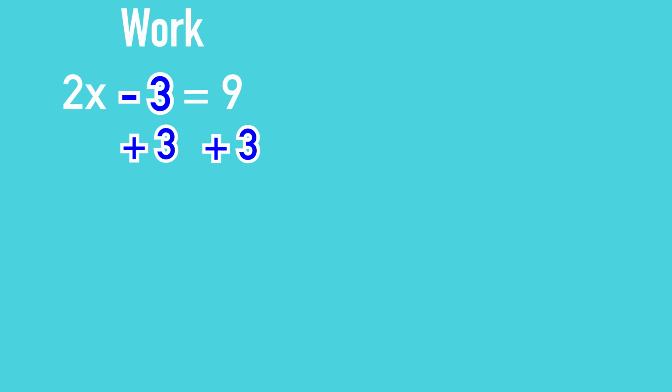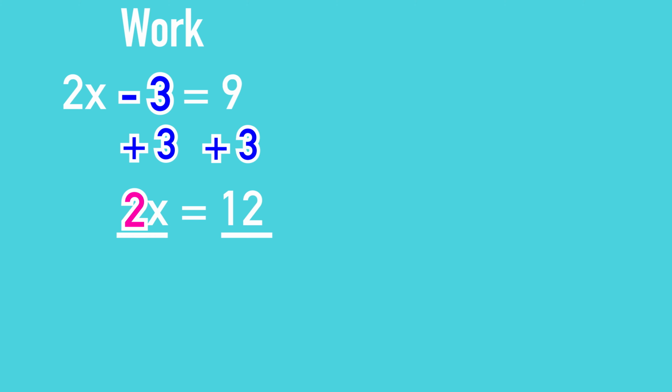Negative 3 plus 3 equals 0, leaving 2x on the left. 9 plus 3 equals 12 on the right. So now we have 2x equals 12. Next up in the order of operations is multiplication and division. This means we need to reverse the multiplication by 2.